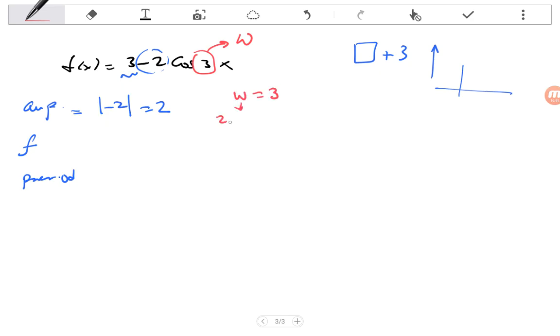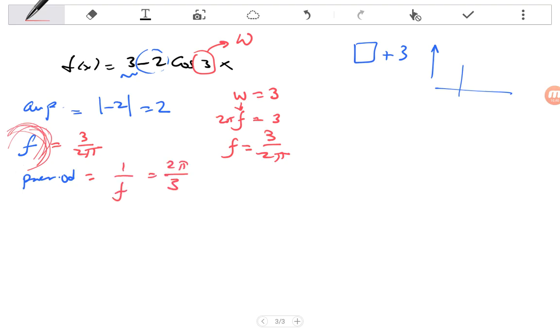What does that mean? We know that omega is just 2 pi f. So f will be 3 over 2 pi. What about the period? The period is the reciprocal of the frequency, which will be 1 over f. So that will be 2 pi over 3.